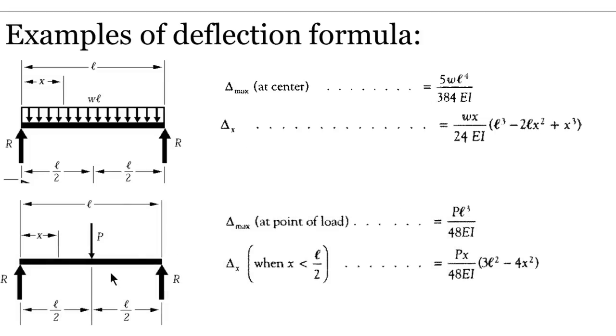This is the simply supported beam with a concentrated load at the midspan. Again, delta max at point of load. So whenever you move the load left or to the right, always the deflection is going to be below the or at the point of load. And delta x, when x is less than L/2, is this equation.